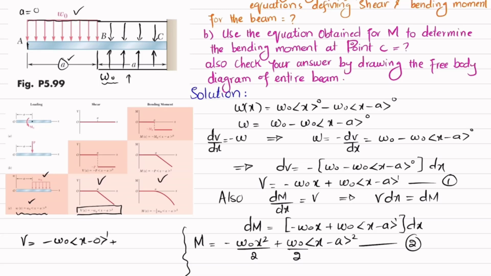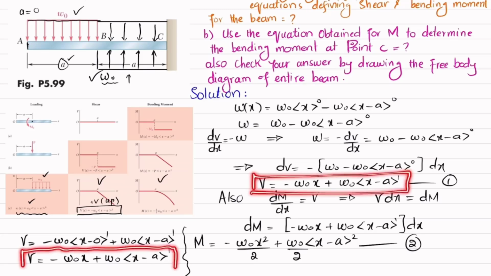Plus, now this load is upward. Clear? So for that it will be plus for upward. Plus value for upward. So I will take w naught into x minus a power 1. So what we will get is minus w naught x plus w naught into x minus a power 1. So you can see this is the equation. You can compare it with equation 1. You can compare this equation and this equation, both are the same.